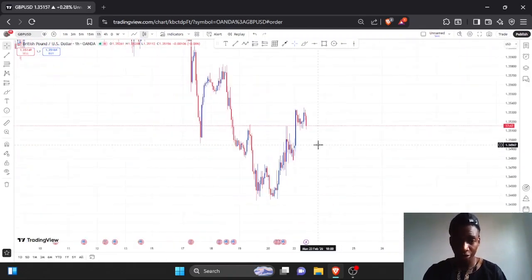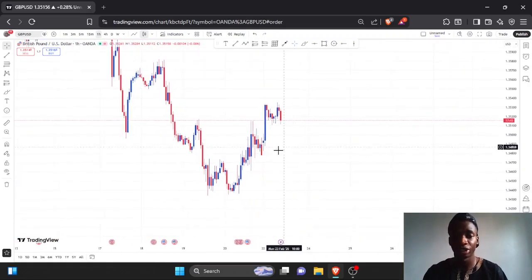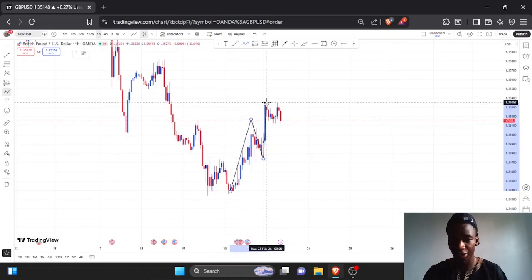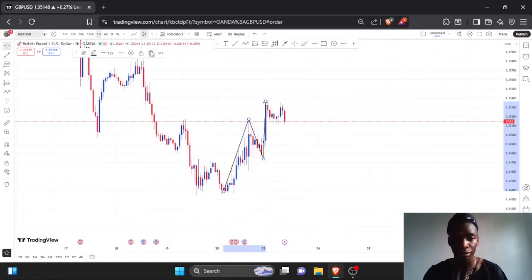So the first thing we want to do right now is understand the direction of the market, if the market is bullish or bearish. And as you can see, the market is bullish. We have higher low, higher high, higher low, higher high. Right. So now we're in a bullish trend.